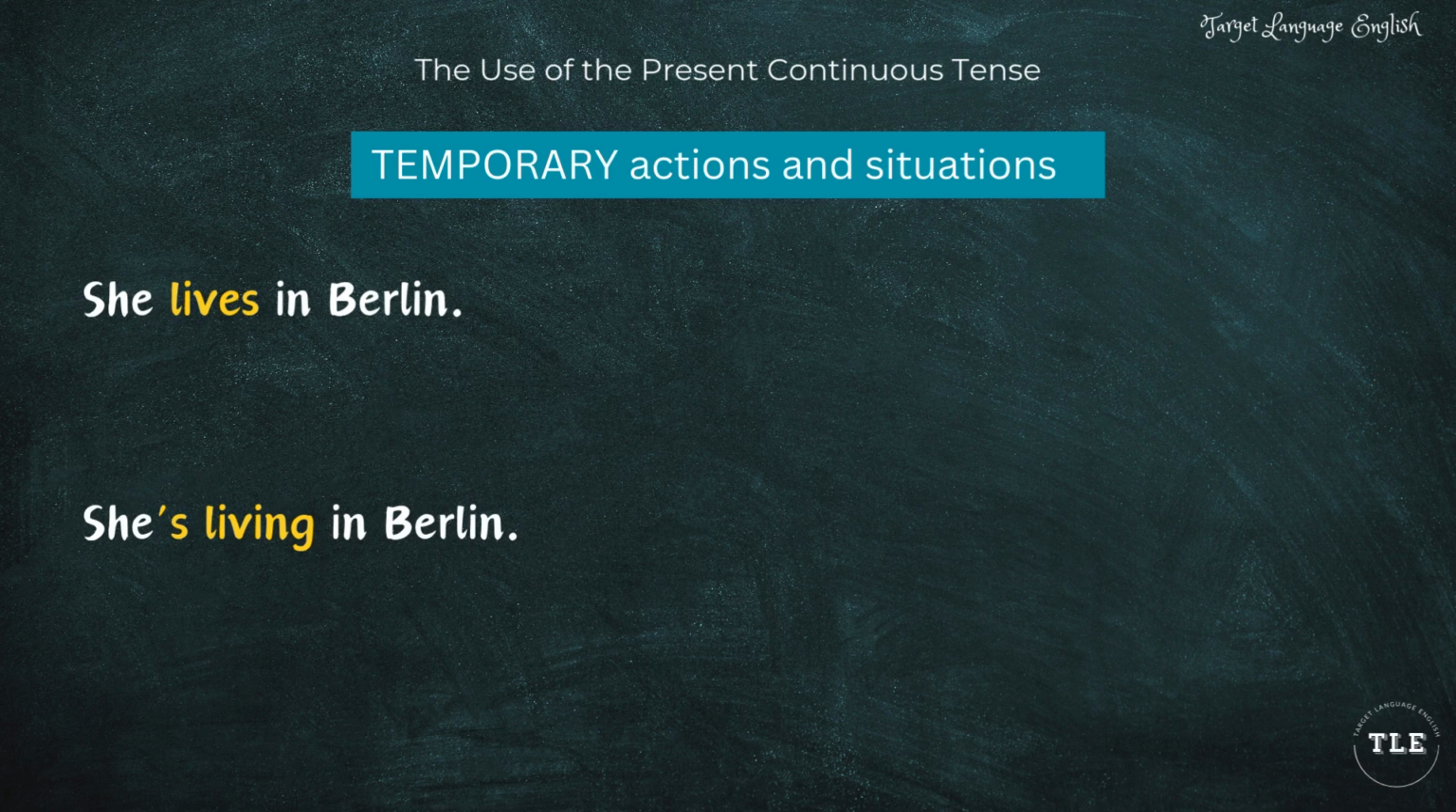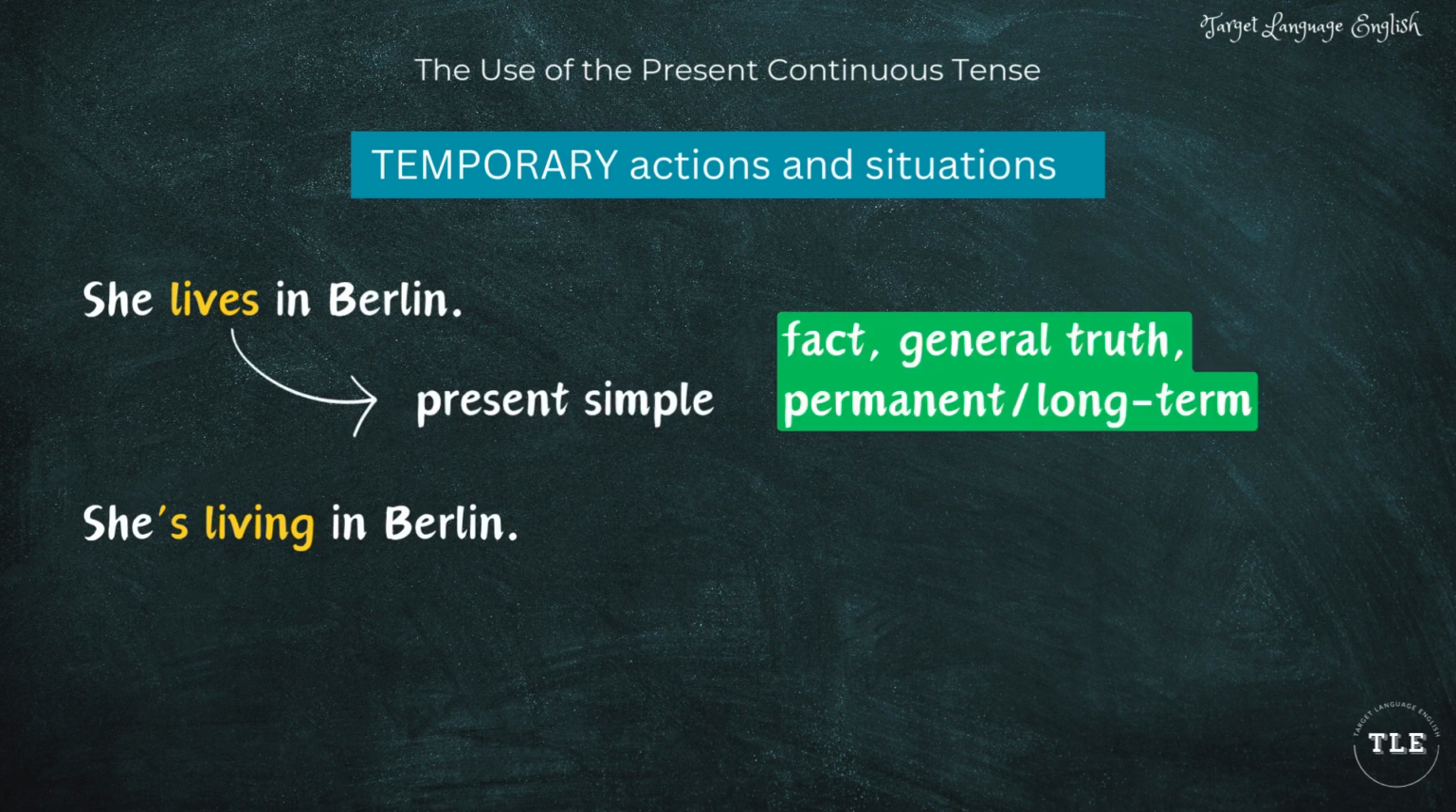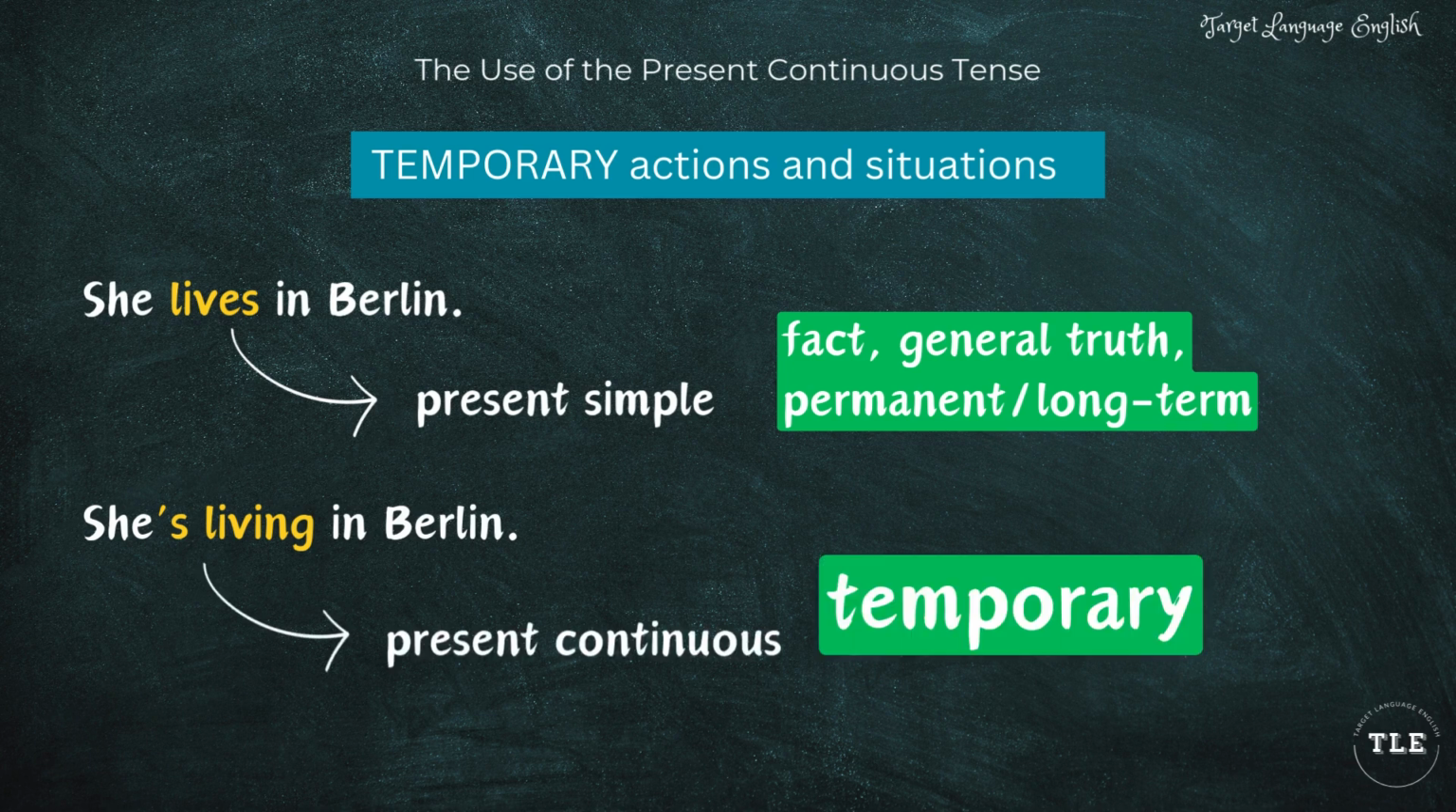In the first example, she lives in Berlin, we use the present simple tense, lives. This indicates that Berlin is her permanent or long-term home. It's where she is based. In the second example, she is living in Berlin, we use the present continuous tense is living to suggest that she is in Berlin at the moment, but her stay is temporary. Berlin is not her permanent home. She is staying there for now, and she may move in the future.